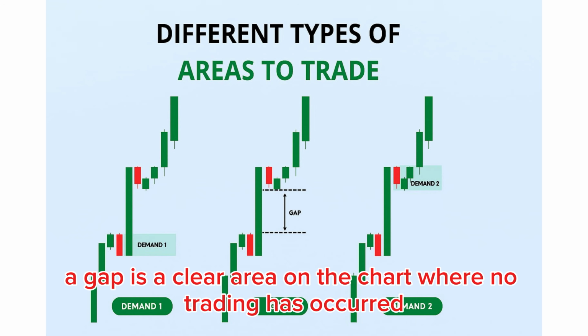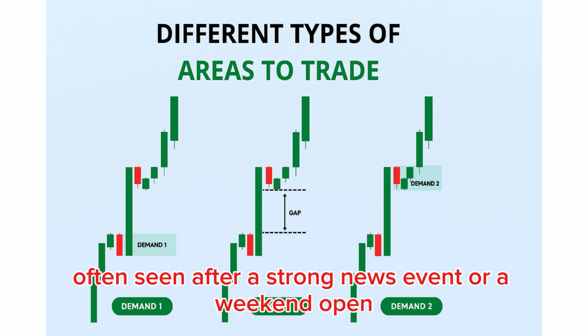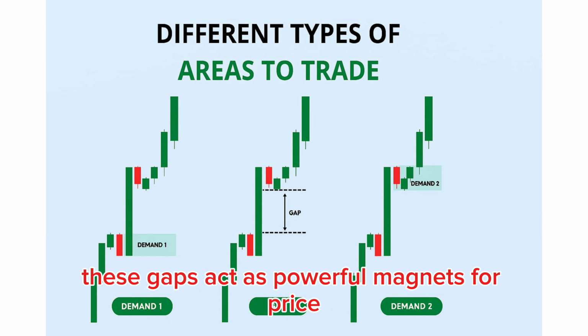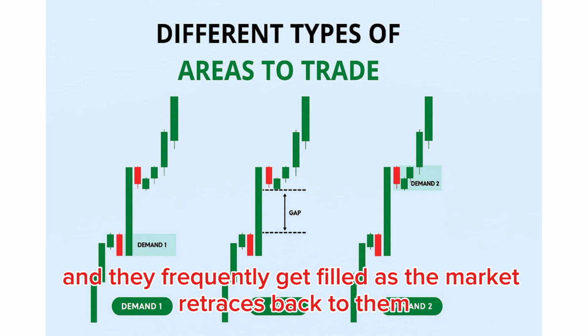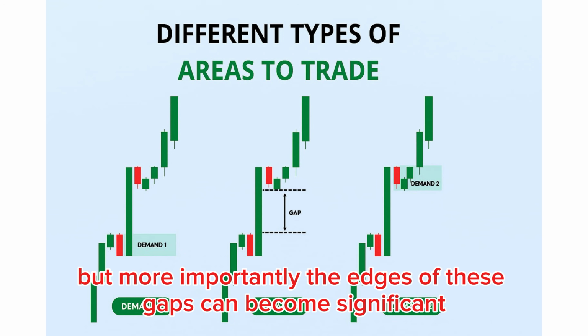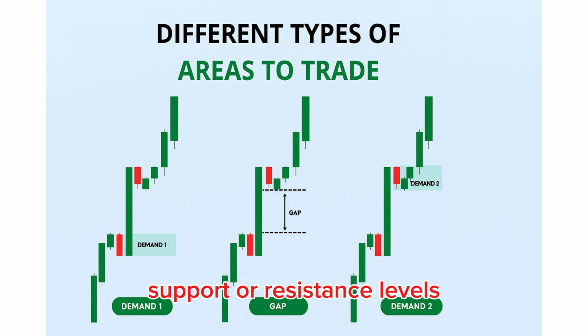A gap is a clear area on the chart where no trading has occurred, often seen after a strong news event or a weekend open. These gaps act as powerful magnets for price, and they frequently get filled as the market retraces back to them. But more importantly, the edges of these gaps can become significant support or resistance levels.